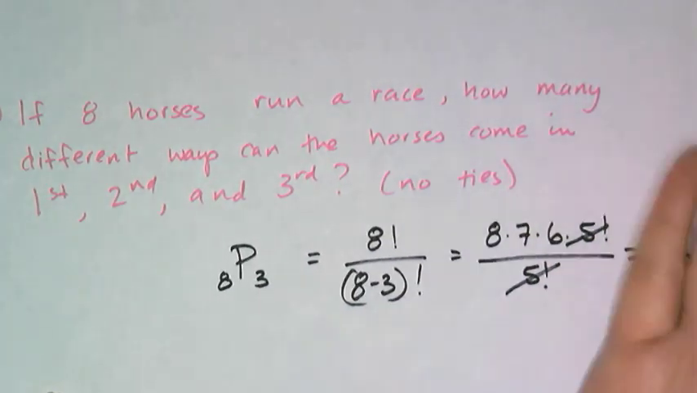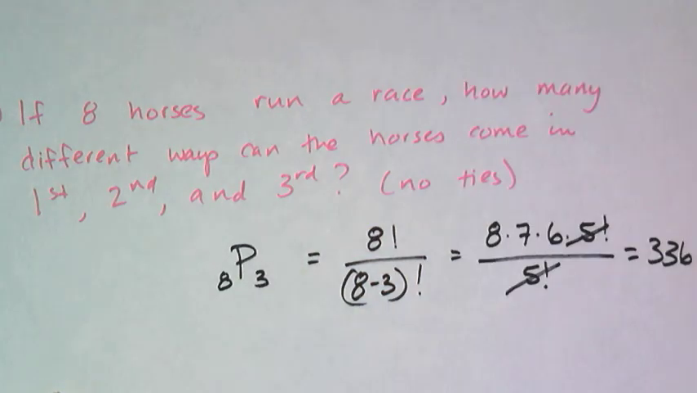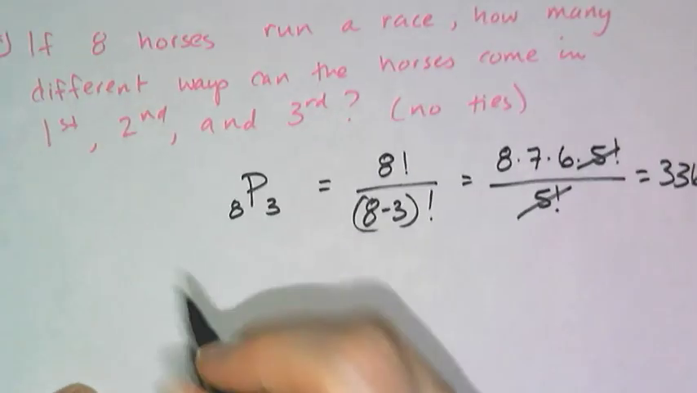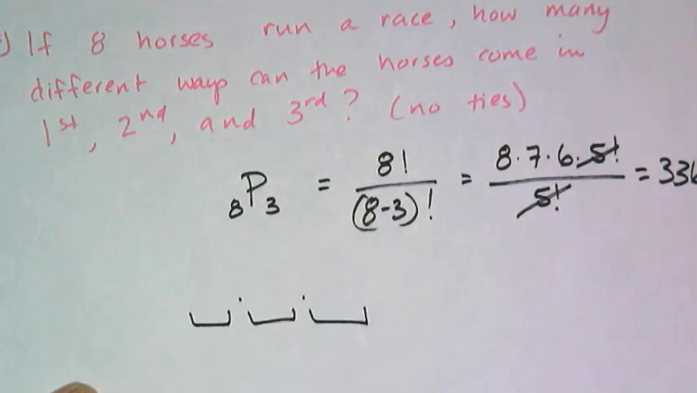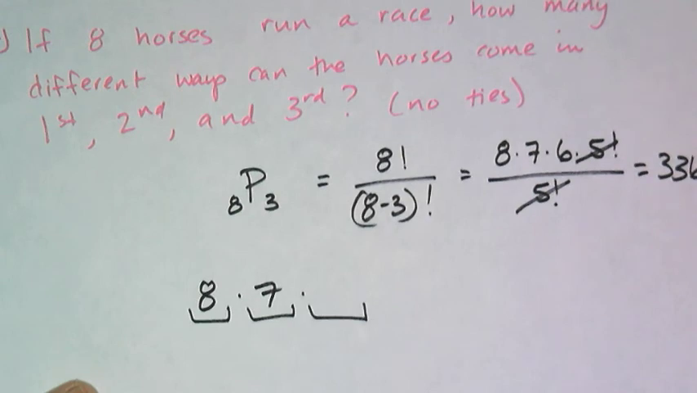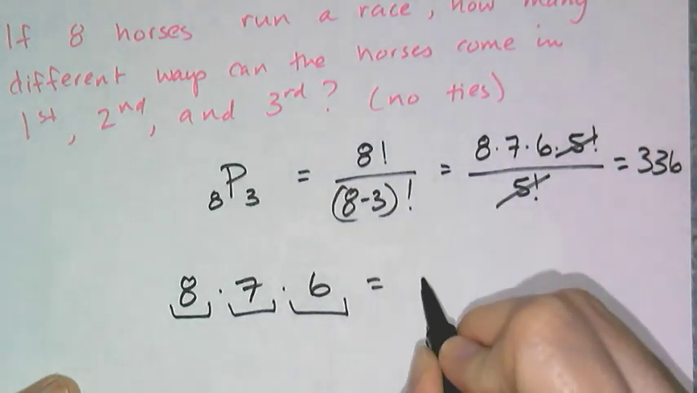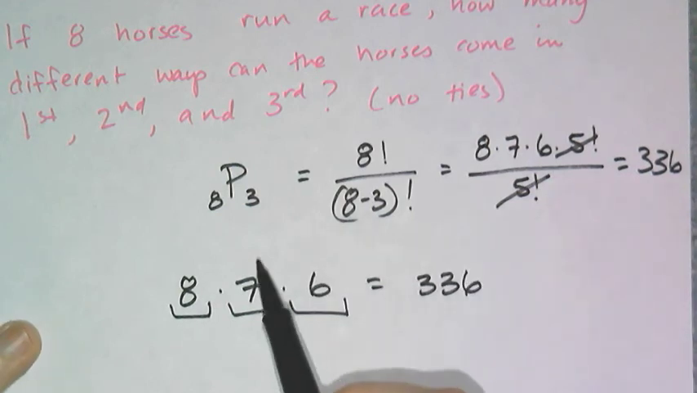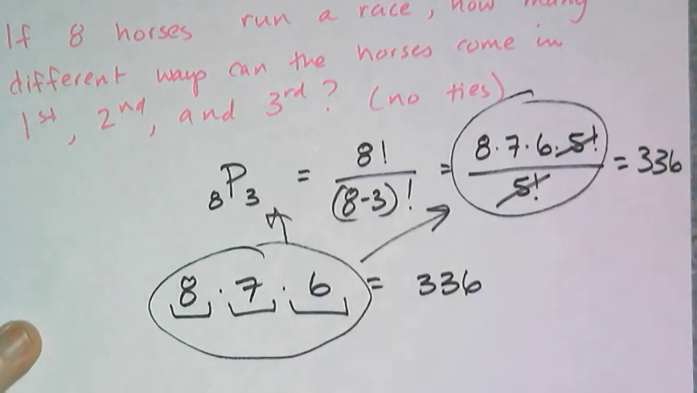Now, if you forget the formula, go back to the fundamental counting principle. You are looking for first, second, and third places, which means you have 3 little cups to fill. You have 8 options for the first cup, 7 options for the second cup, and then 6 options for the third cup, which is the exact same thing as 336. So I hope with this example, you can see where the formula comes from.